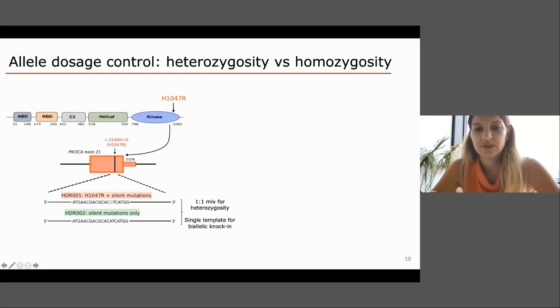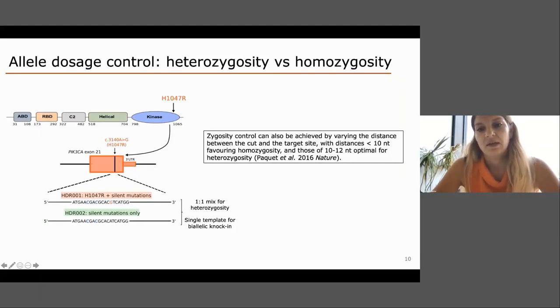Otherwise, given the efficiency of the Cas9 when it actually enters the cells and cuts, you're more likely to just get biallelic mutations, except this can depend on how close to your target site the single guide RNA cut is. In my case, it was very close, so I pretty much got only biallelic homozygous knock-ins if I only used this template, but you can play around with the distance to then favor homozygosity versus heterozygosity or vice versa. And this is a useful article for that.